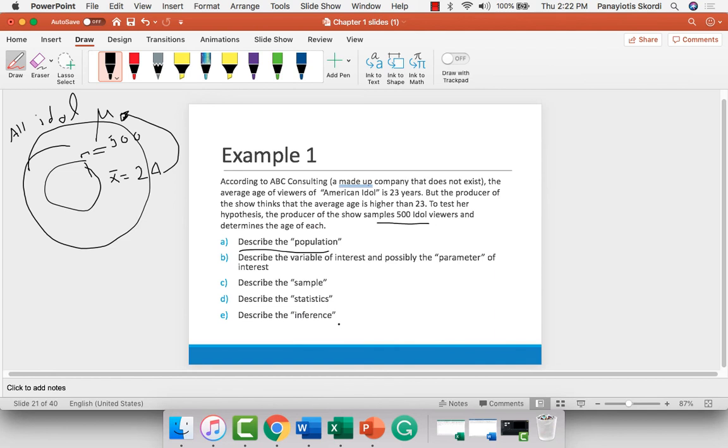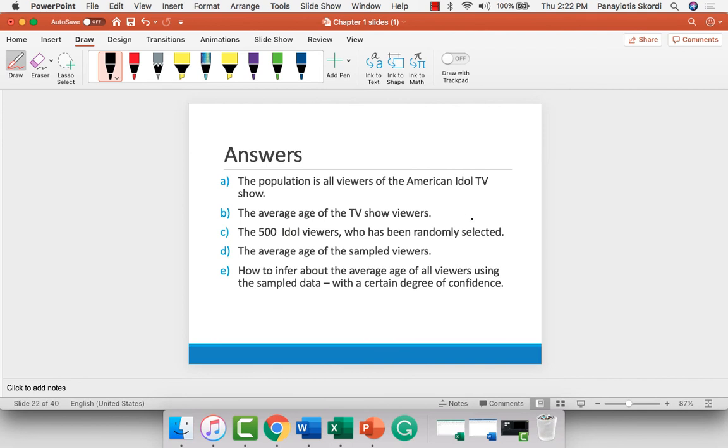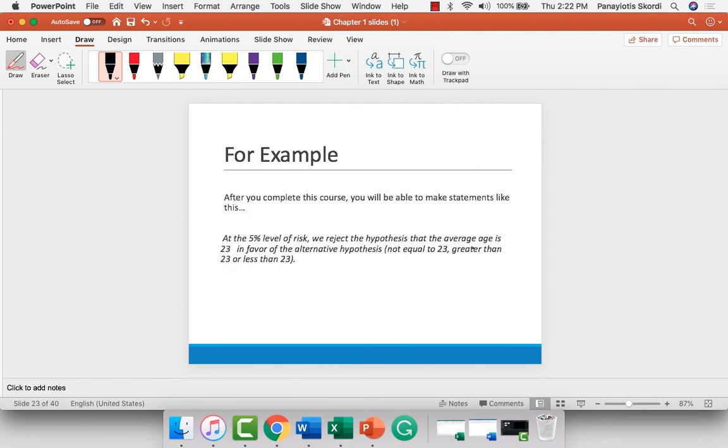And what is the inference part, D? The inference is the estimate of the average age of all viewers gained from the sample. So I'm inferring from the sample what the population figure is. And that is what the inference is. Okay, so these are the answers that should be here on the next slide. Let's go to the next slide again. It's just explaining what we've already done a little bit more.